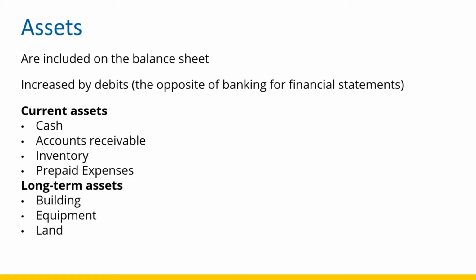An example of long-term assets: these are assets that are going to be in the business for longer than 1 year. So that would be something like building, equipment, land. So those are examples of long-term assets.